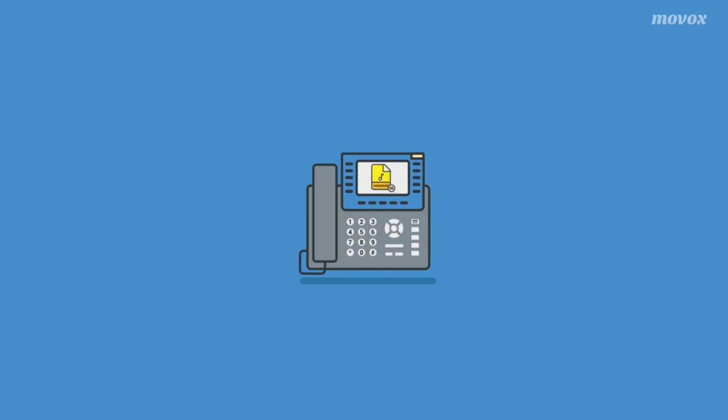You can listen to messages, save them, delete them, and update your voicemail greeting by accessing your voicemail box. To access your voicemail box, simply press the message button on your phone or dial *97 followed by your voicemail number and the hash key.